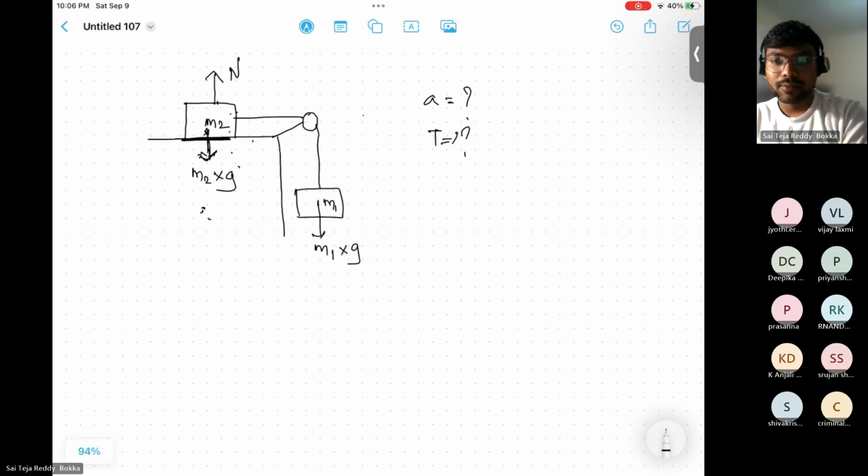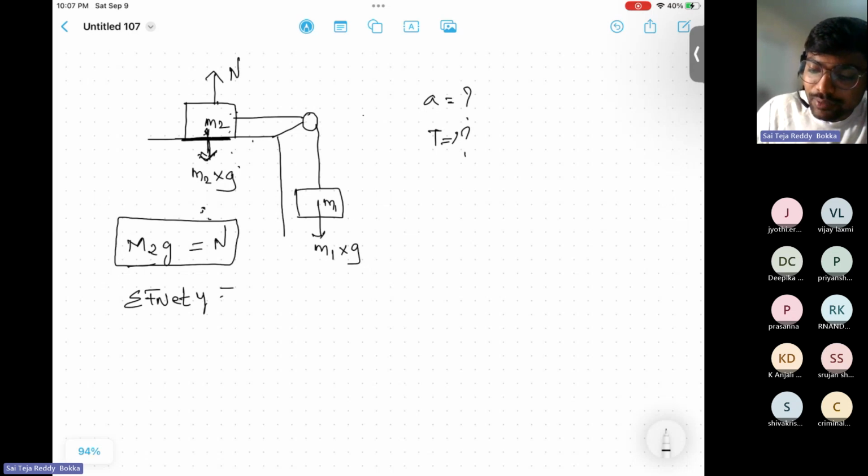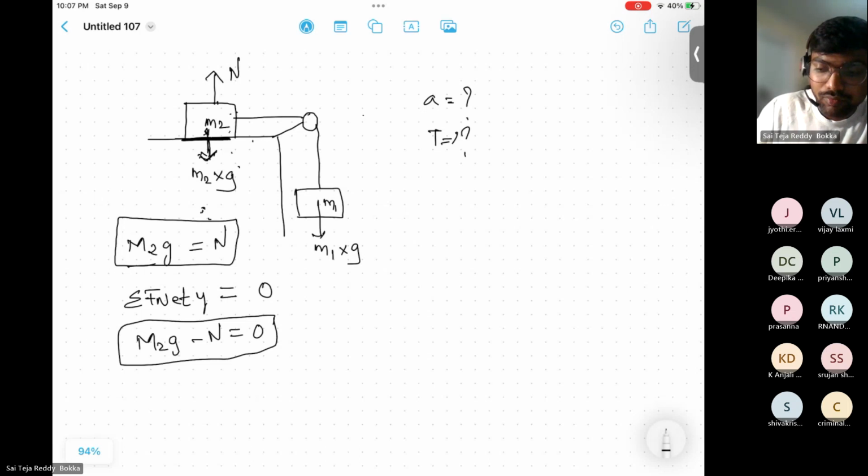According to the third law of motion, for every action there is an equal and opposite reaction. So here M2G is equal to N. When you are resolving these forces, the force which is acting in the vertical direction will be equal to 0. M2G minus N will be equal to 0, because the force exerted by the block on the floor will be equal to the force exerted by the floor on the block, by Newton's third law of motion. Then the net force which is acting along the vertical direction will be equal to 0.